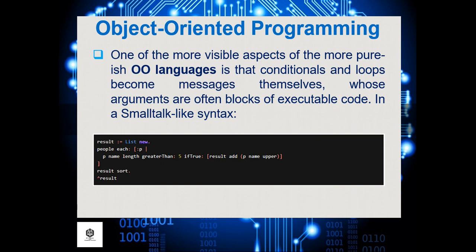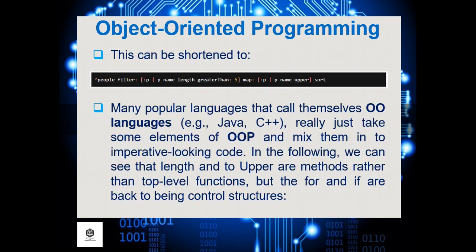One of the more visible aspects of the more purist OO languages is that conditionals and loops become messages themselves, whose arguments are often blocks of executable code in a Smalltalk-like syntax. For example, this can be shortened to this.